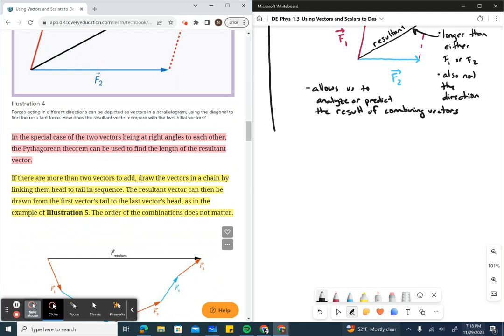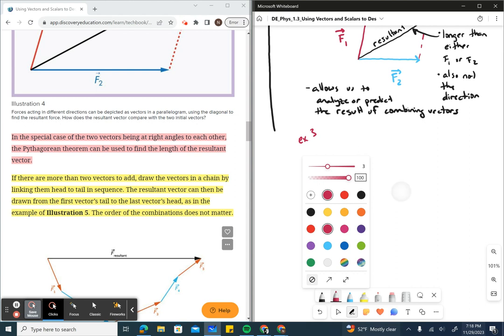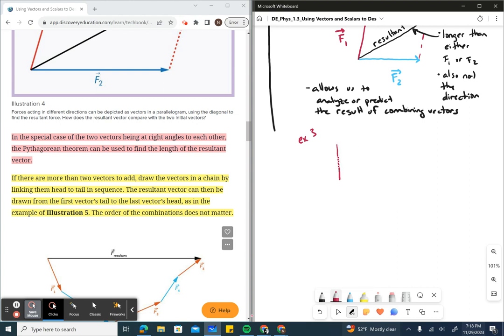In the special case of the two vectors being at right angles to each other, the Pythagorean theorem can be used to find the length of the resultant vector. Okay. In the special case of the two vectors being at right angles. So, example 3, I guess. What if your F1 was like this, and your F2 was like this?